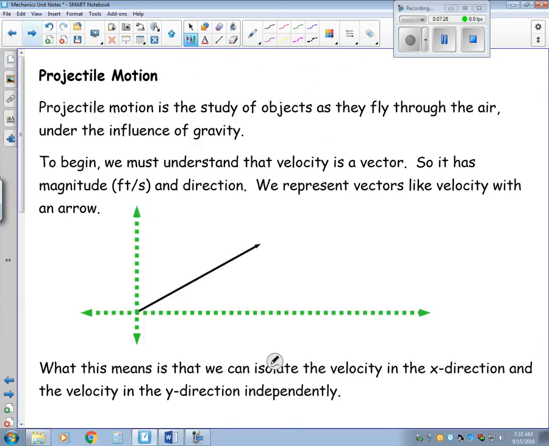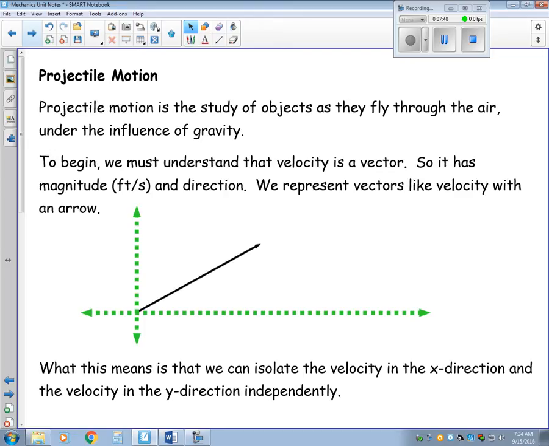All right, projectile motion. We're not going to do a whole lot with projectile motion for the game this year. In the past we have, and in the future we may do projectile motion again if they have another throwing game, so I wanted to cover it a little bit. It's a study of objects as they fly through the air under just the influence of gravity.